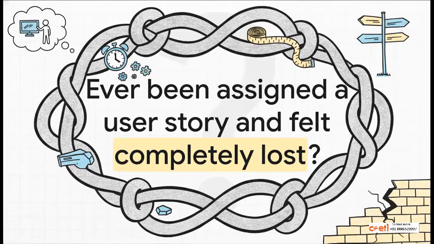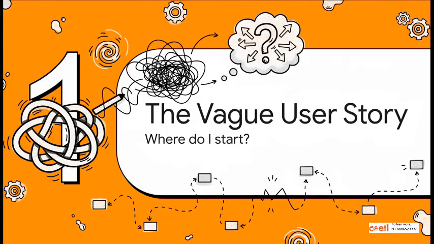So let me ask you, have you ever been assigned a user story, you open it up, you read the title, and you're just completely lost? Like, okay, where do I even start with this? Yeah, we've all been there. It's that classic problem that can just stop you in your tracks. And you know that feeling of just being totally stuck? Well, it almost always kicks off with one of these, a really undefined, vague task. Let's look at a perfect and I'm sure very familiar example.